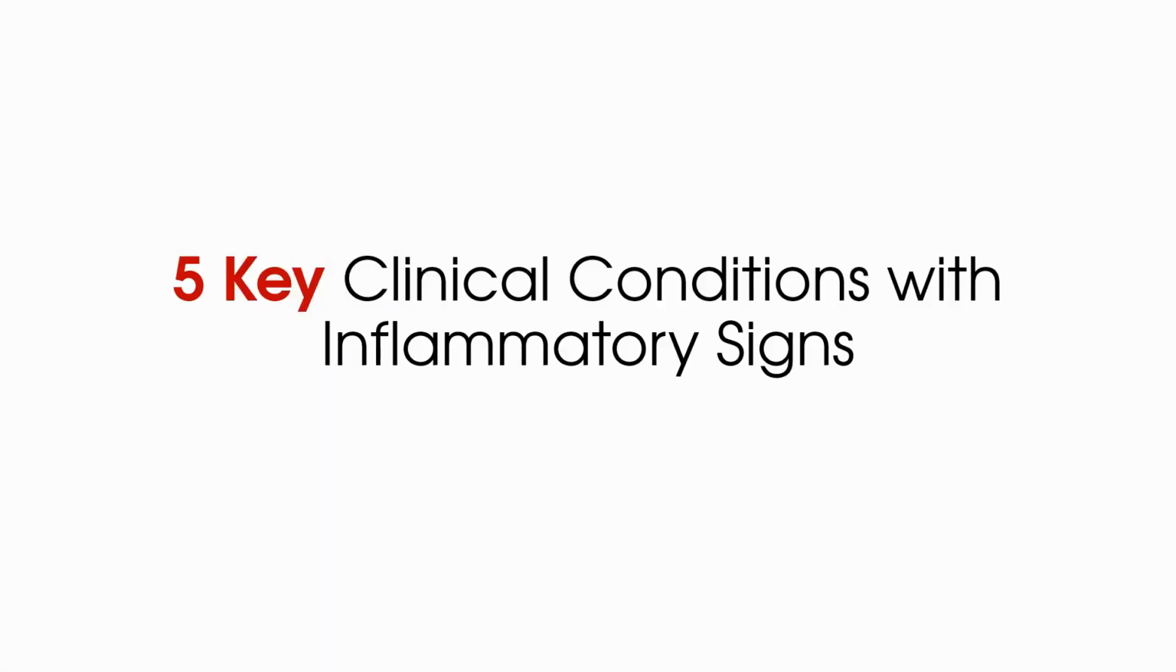So there are five key presentations in which you are highly likely to find inflammatory signs that every good clinician should be aware of. Number one is a trauma. With any trauma, your patient may suffer bony or soft tissue injury, such as a fracture or a ruptured muscle. Expect to find either swelling, bruising, or deformity when observing the joint. For more severe cases, you may find more than one of these signs present.